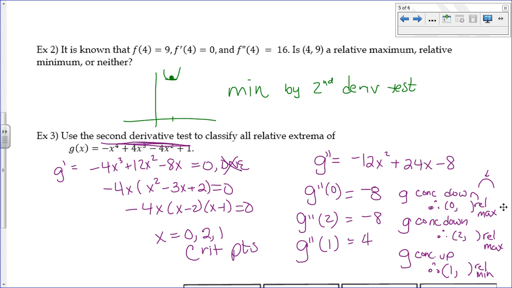That's the second derivative test. I've identified the x values of the relative extrema without having to do intervals. Easy peasy. Tons of fun.